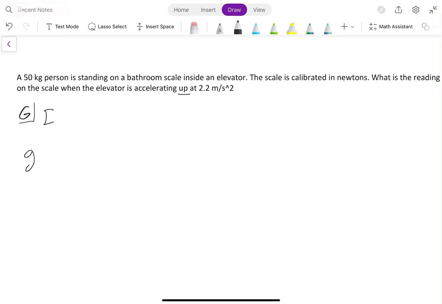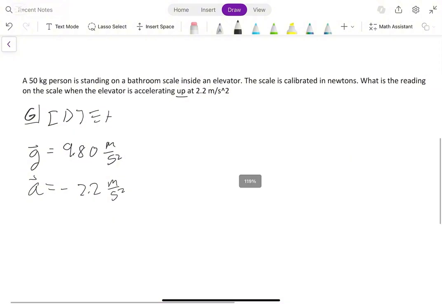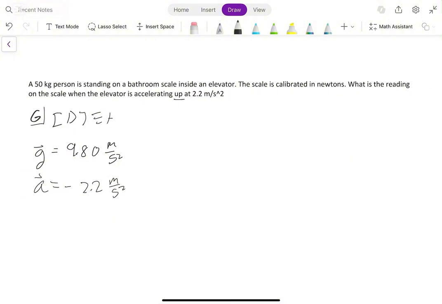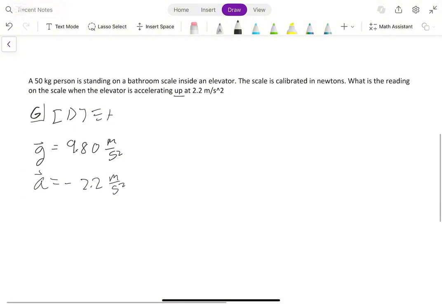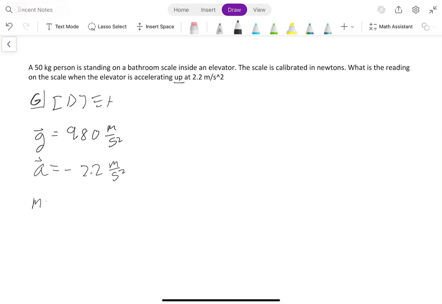So we already have a direction, right? We have up as positive. So I already know that I'm going to need gravity because gravity is going to be involved in this. Because I want my gravity to be positive, I'm just going to make mine down positive, which means my acceleration upwards is going to be negative 2.2 meters per second squared. It doesn't really matter which one you make positive or negative. Your answer should still work out. Now we also know that they have a mass of 50 kilograms.